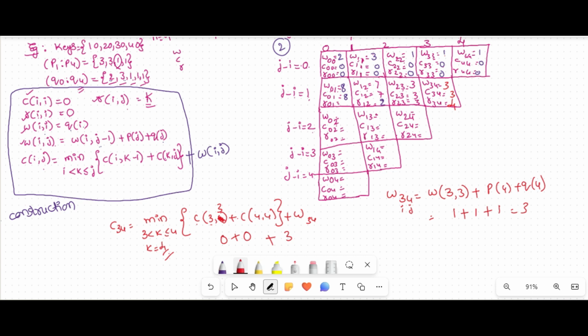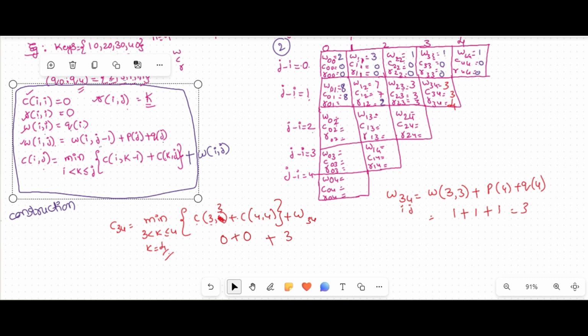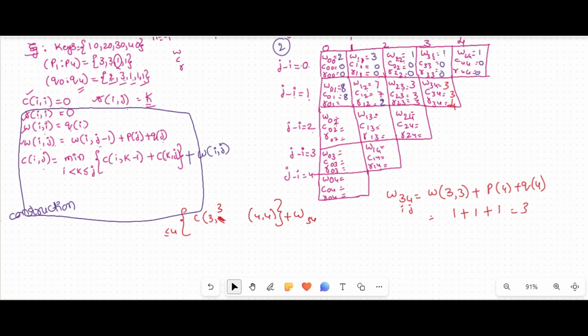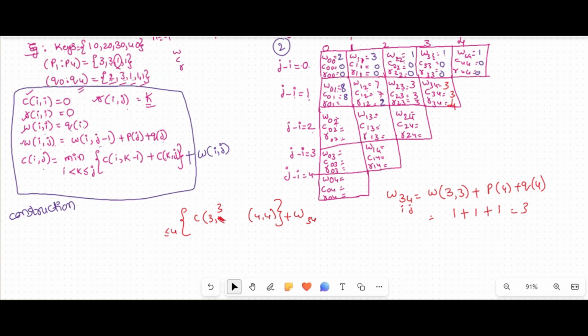Okay. So now how to calculate W02. So now move on to the next row. I'm erasing all these things.